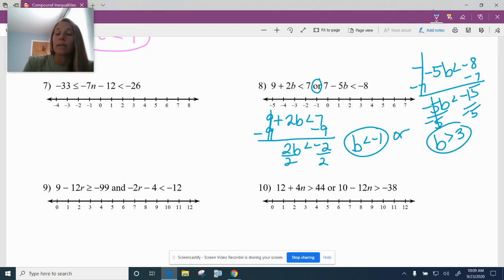So this time I have b is less than negative 1, so I do my open circle at negative 1, and all the numbers less are on the left. Or b could be greater than 3, so open circle at 3, and all the numbers greater than 3. Okay.